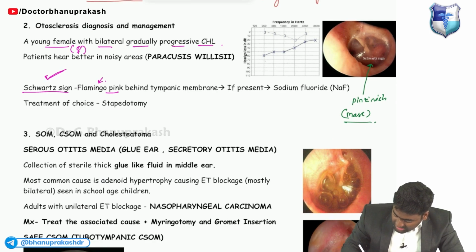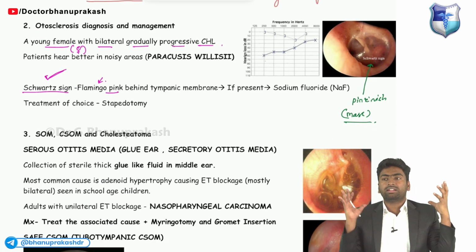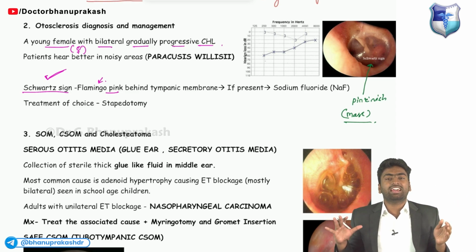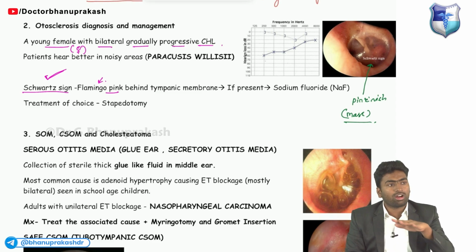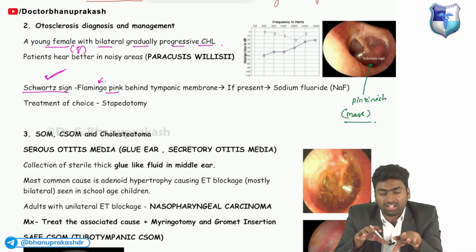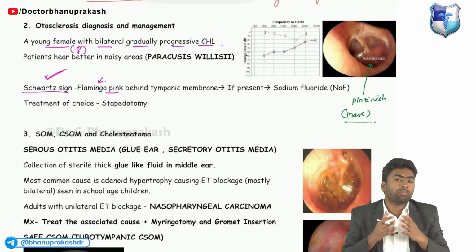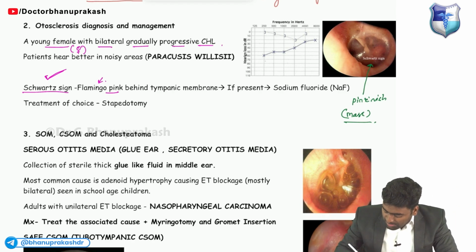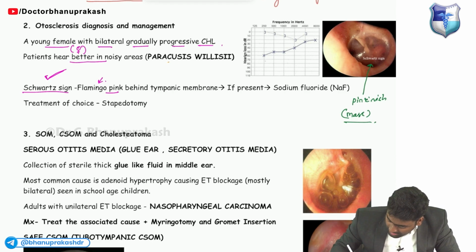In this condition, the patient will have a typical complaint that the female can hear more in a noisy environment. The patient will say, sir, normally I have some hearing loss, whereas in a very loud environment I am able to hear much better. So she hears better in a noisy environment, and this is called Paracusis Willisii.